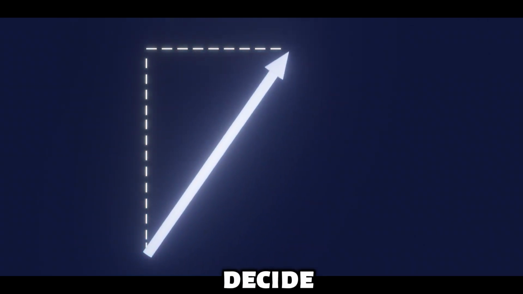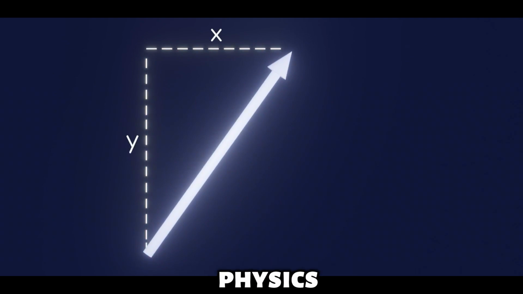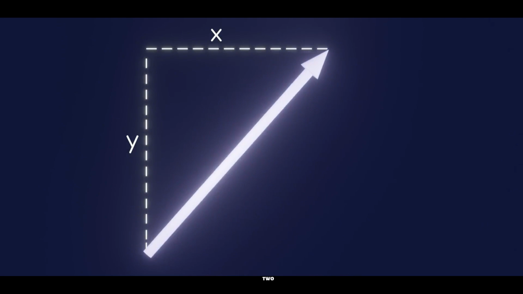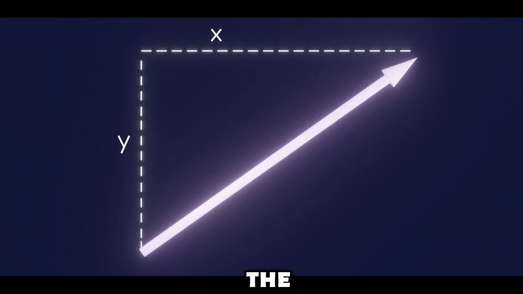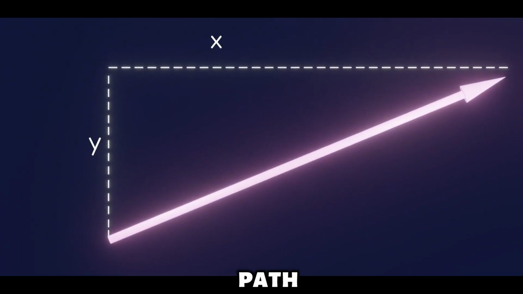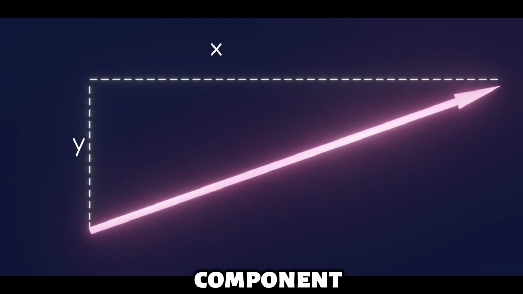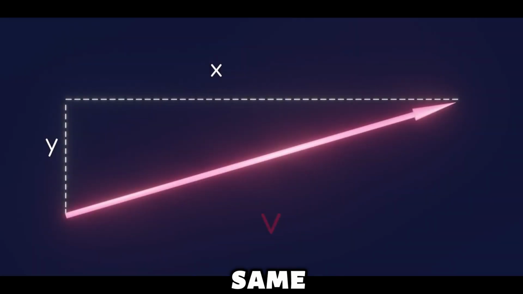Now imagine we decide not to move purely upward anymore, and instead try changing direction. In physics, changing direction in any way is a form of acceleration. If we break our vector into two components, one in the outward direction and one in the y direction, it's easier to understand. Changing our path means slowing one component while speeding up the other. We don't have to change both at the same time.